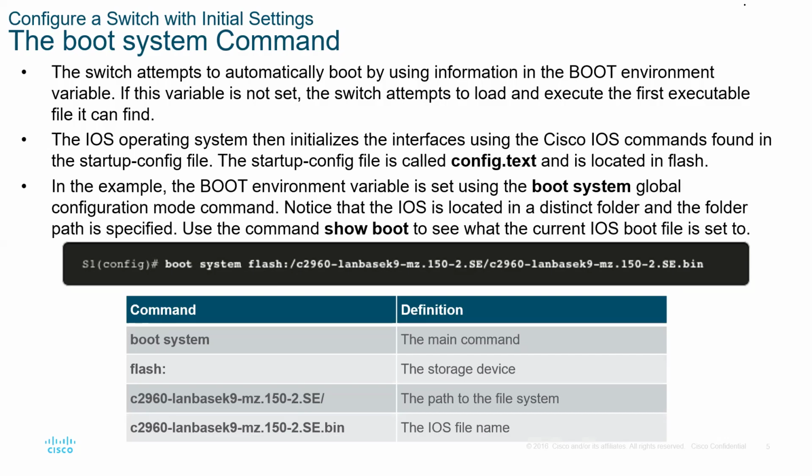Let me remove this. To load and execute the first executable file it might find. Right, the boot sequence basically tells your switch, once it is turned on, to find a boot up file somewhere in the memory. In this case, the boot system command tells it to load the file from flash memory. You can see from here the storage device, flash memory, and the path to the file, which is a bin file.